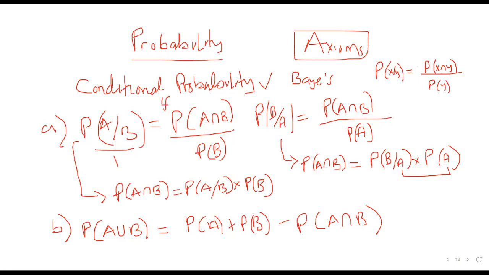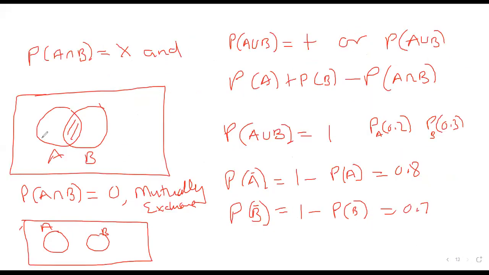Okay. Then we go to the union set. Probability of A union B is simply probability of A plus probability of B, and you subtract the intersection of A and B. So how does a union look like? And how does the intersection look like?